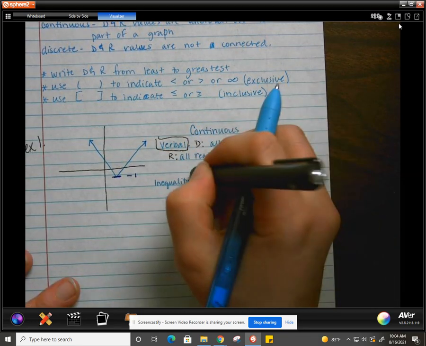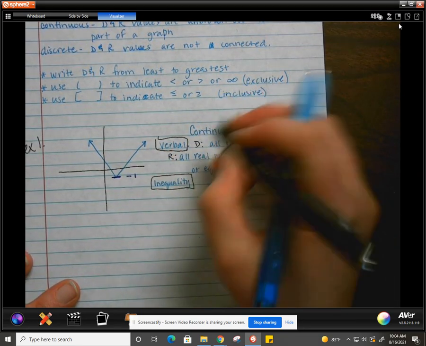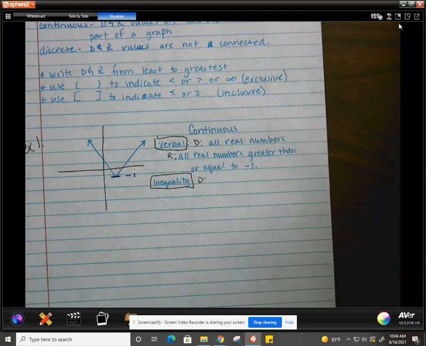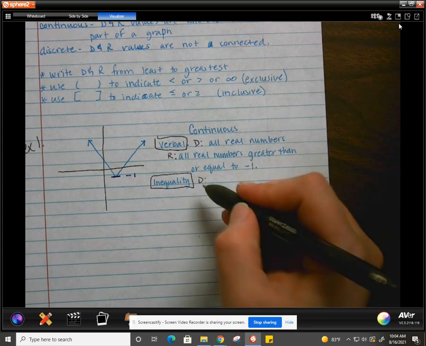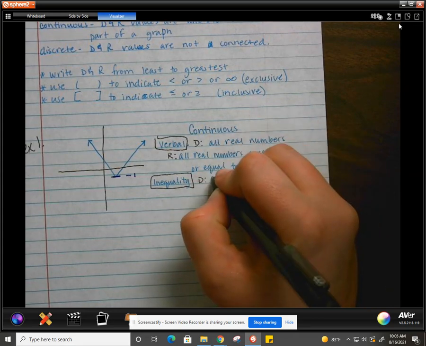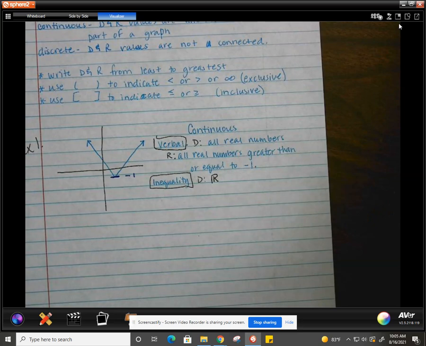Okay, so inequality notation, here we go. This one's the easy one. This is what you did as freshmen or as Algebra 1 students whenever you took it. Domain was all real numbers. The inequality notation is just the symbol for all real numbers.